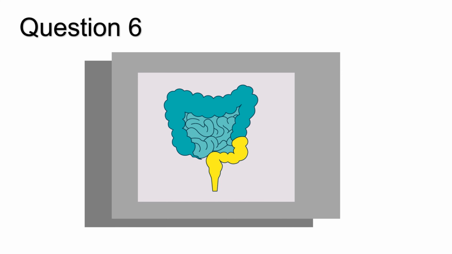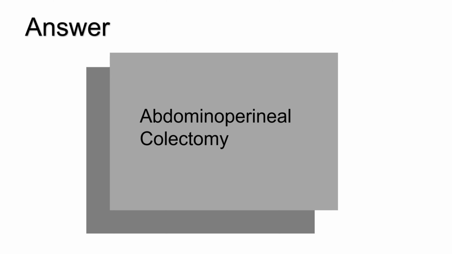Okay, let's have a look at the answer. Now, this type of colectomy is called an abdominal perineal resection. Now, this involves removal of the sigmoid colon, including the rectum and the anal canal.